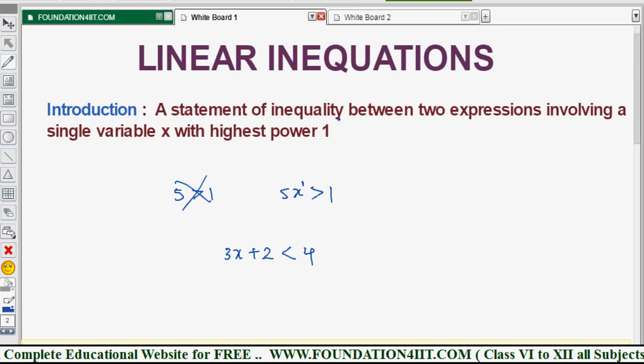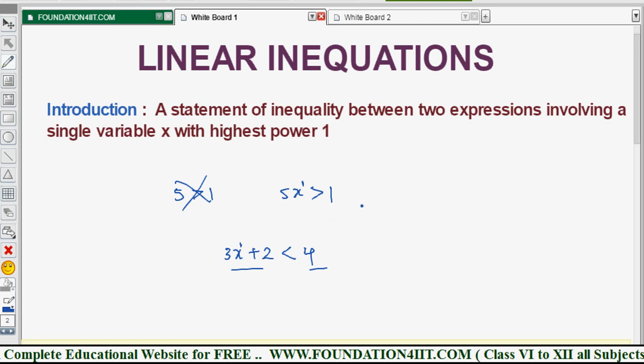Any statement of inequality between two expressions. This side is one expression and the other side is one expression, involving a single variable x with highest power 1. So highest power is only 1 in this. If highest power is 2, that is a quadratic equation, that is different. So in linear inequations, highest power is only 1.